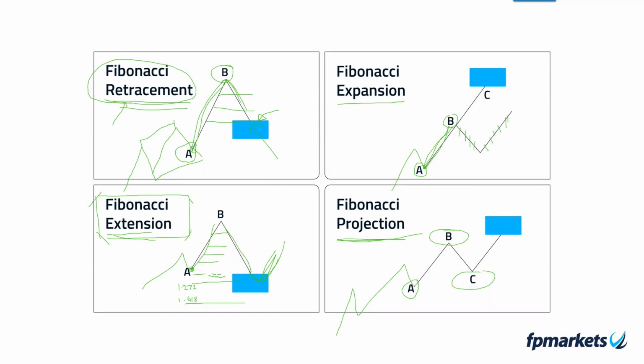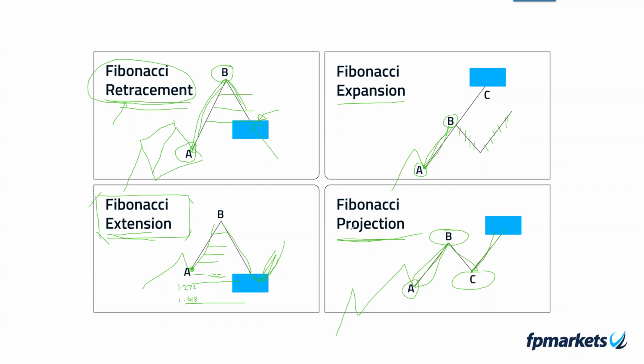All right, so we begin at point A, we drag our Fibonacci projection tool to point B, then we drag it to point C, and this will give us our projection at this point. So can you see what's happening here? What we're doing is we're projecting this value from A to B. So if this is 20 pips, we're projecting 20 pips from point C.